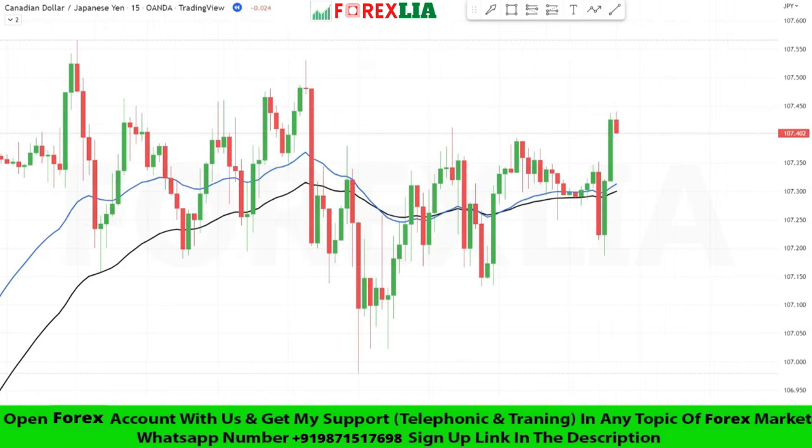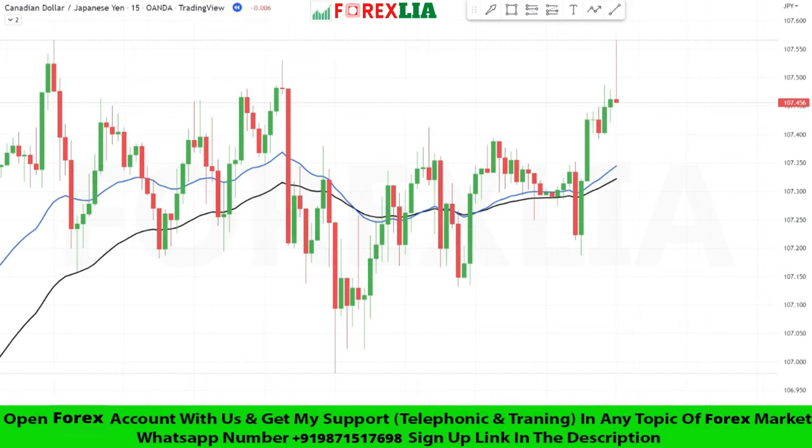If the price crosses the 50 period EMA downward, then we take a sell trade.